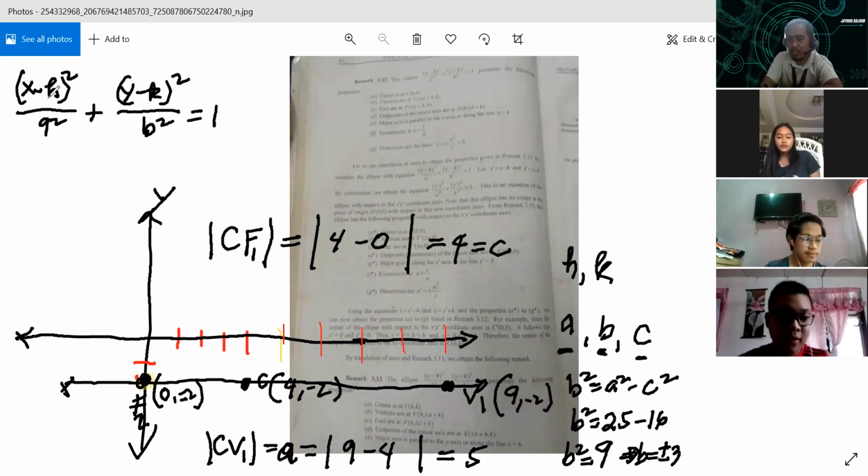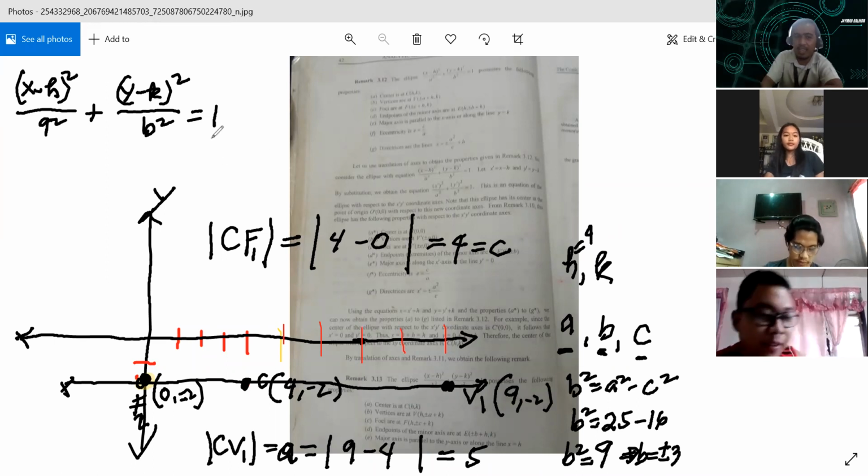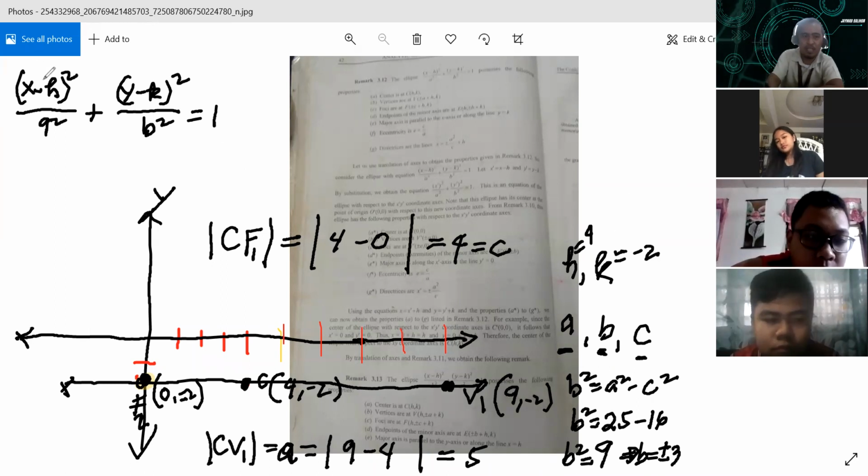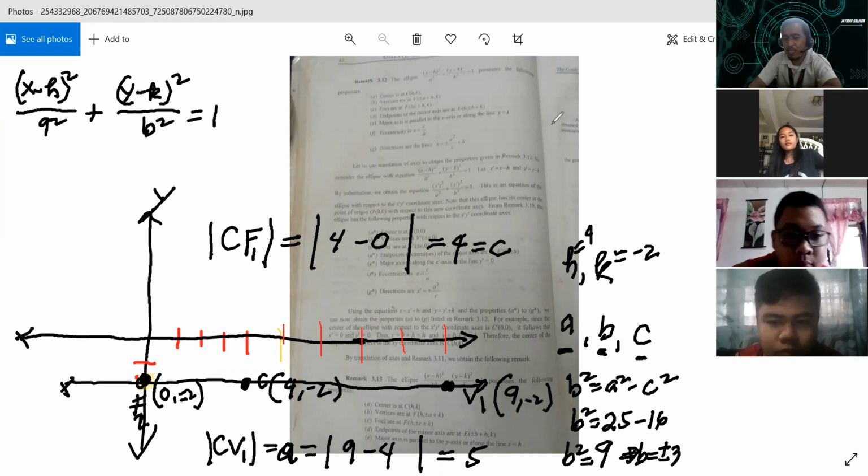What is the value of H? Kung value ni H kanina? 4. And the value of K? Negative 2. So walay problema si H ug si K.